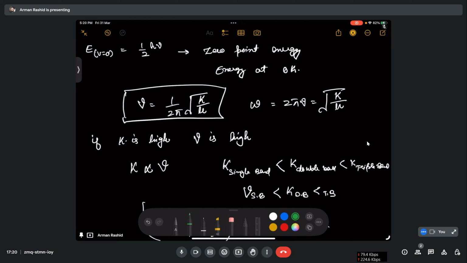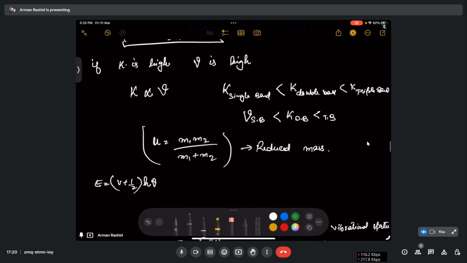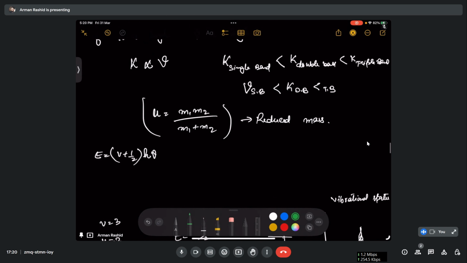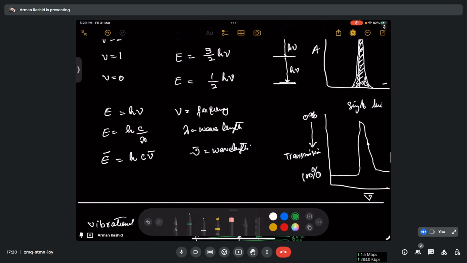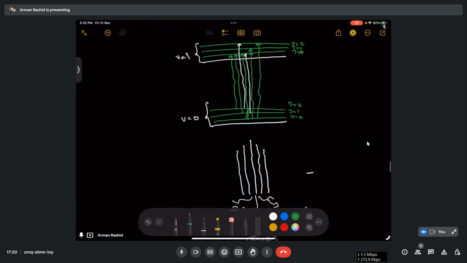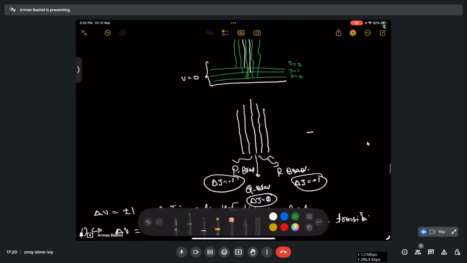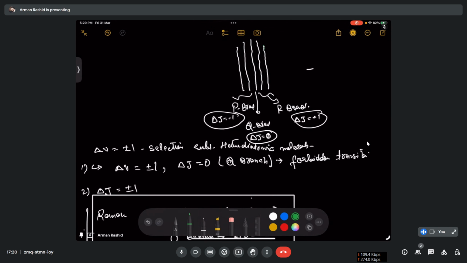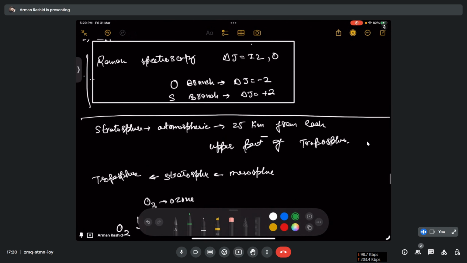When the amplitude of our vibration is very high, f is not directly proportional to x. At that time we introduce anharmonicity terms into it. That is called an anharmonic oscillator, which I will explain probably in the next lecture. Then we have the reduced mass, how the vibrational peaks come and what the transition is. Then we have rotational vibrational spectroscopy, where I told you how the P, Q and R branches arise and what the difference is. Also, in Raman spectroscopy there are O branch and S branch.